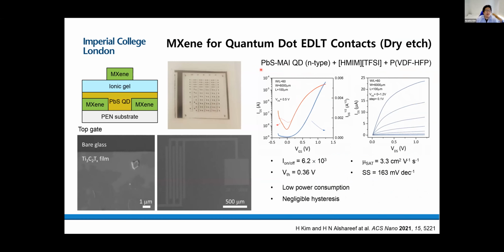And later we tried to pattern MXene by a dry etch approach. So we could make a nicely patterned MXene array, and then we combined this with laser-fired quantum dots, because the quantum dot cannot be used after contact with water. So we go first with the MXene pattern in this approach. Using ionic gel gating, the device operates pretty nicely with very small hysteresis and, most importantly, very small threshold voltage.